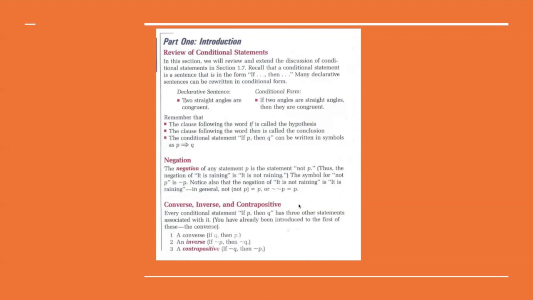Every conditional statement, if P then Q, has three other statements associated with it. We have already been introduced to the first of these, the converse. There's the converse, which is if Q then P; the inverse, if not P then not Q; and the contrapositive, if not Q then not P.